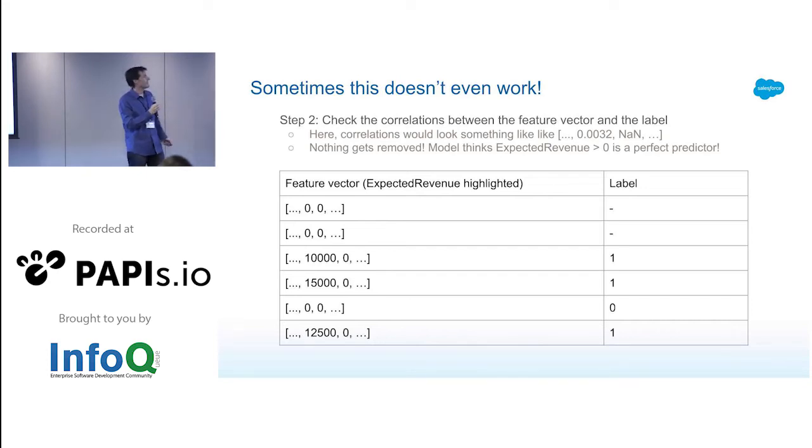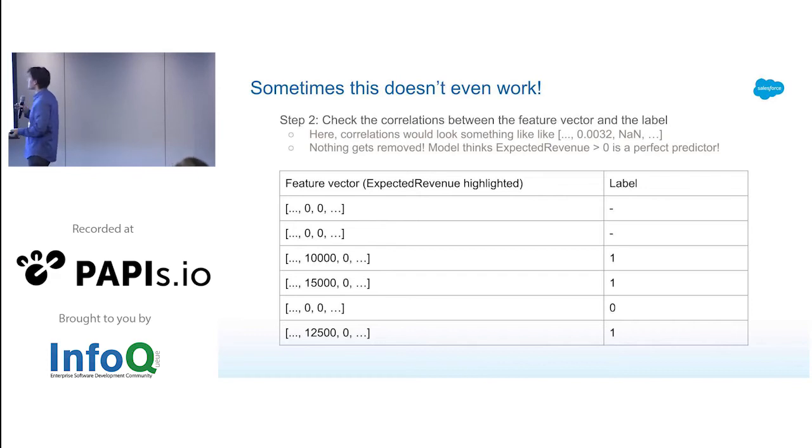It will stay in. How do I get rid of it? It's very obvious to a human that this is not something I want to use as a predictor, because whenever it's bigger than 0, that means I have a success. And I don't know it until after I have my label.